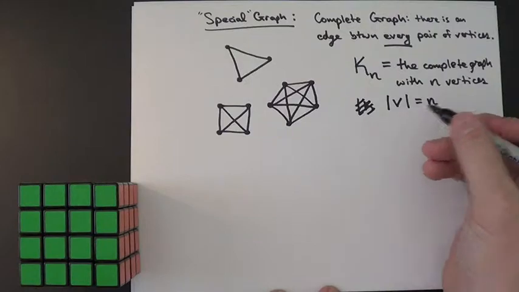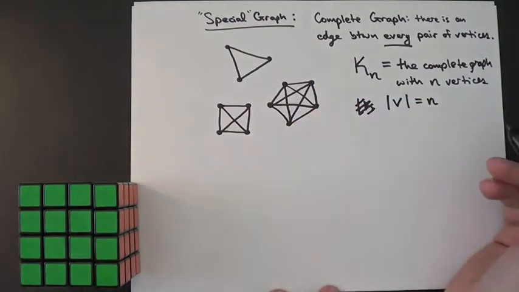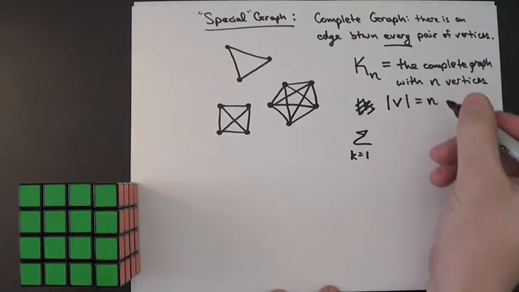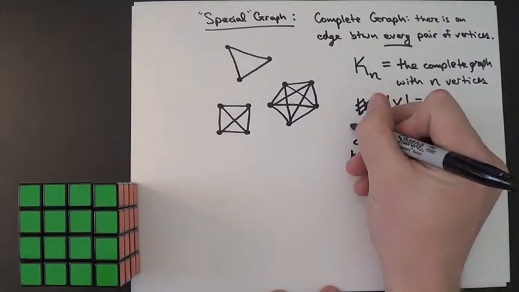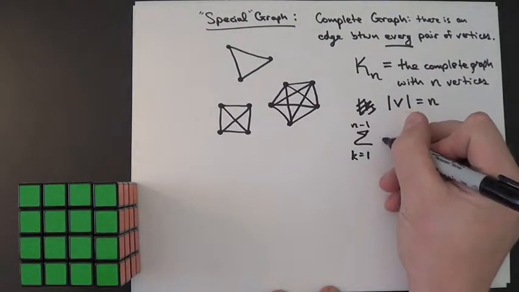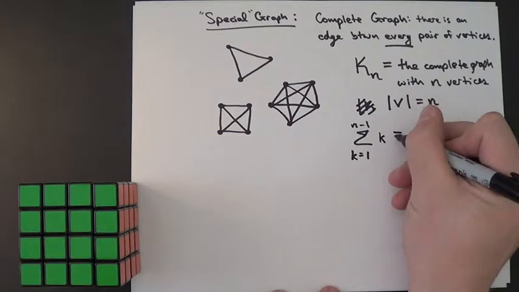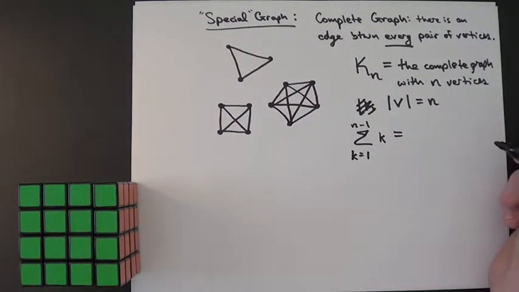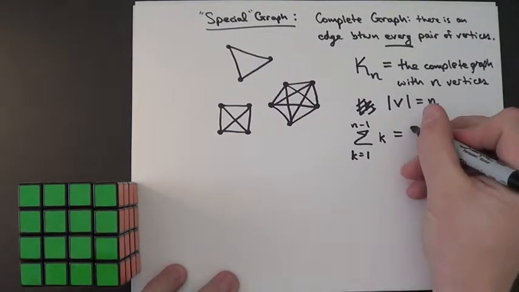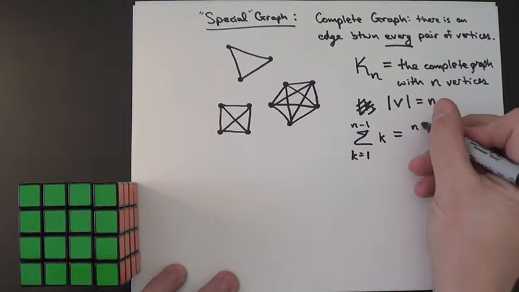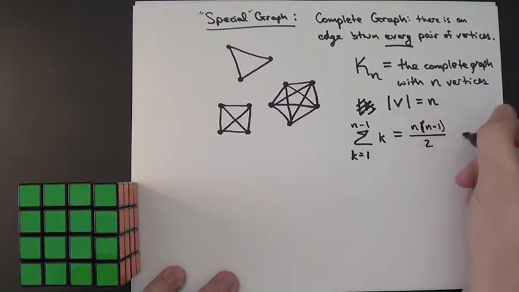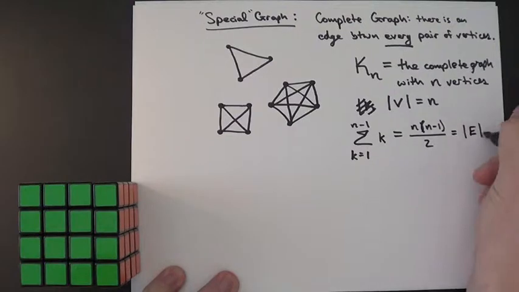And if we look at some of these examples over here, the sum from k equals 1 to n minus 1, if we add up each of those numbers, of course that's going to be n times n minus 1 over 2, then we can get the number of edges.